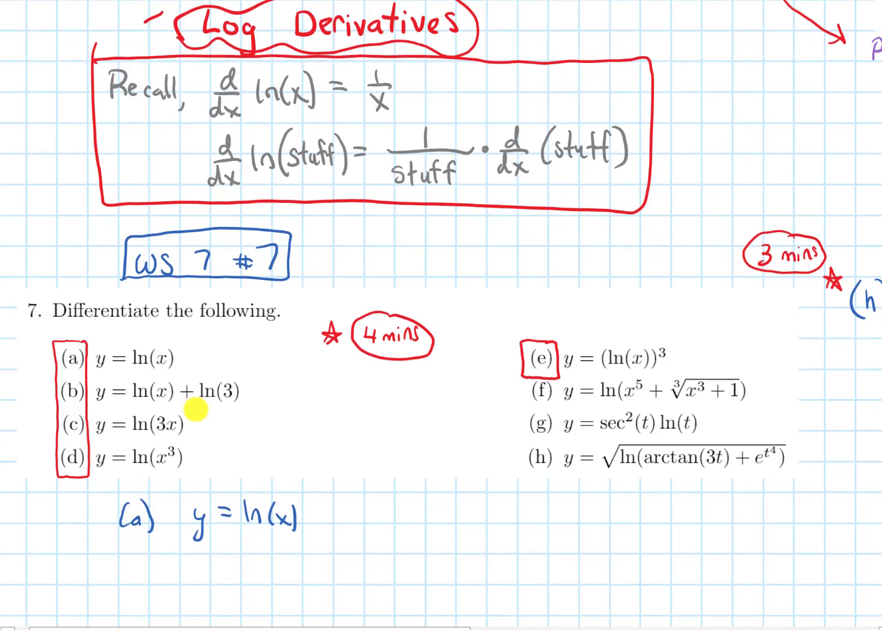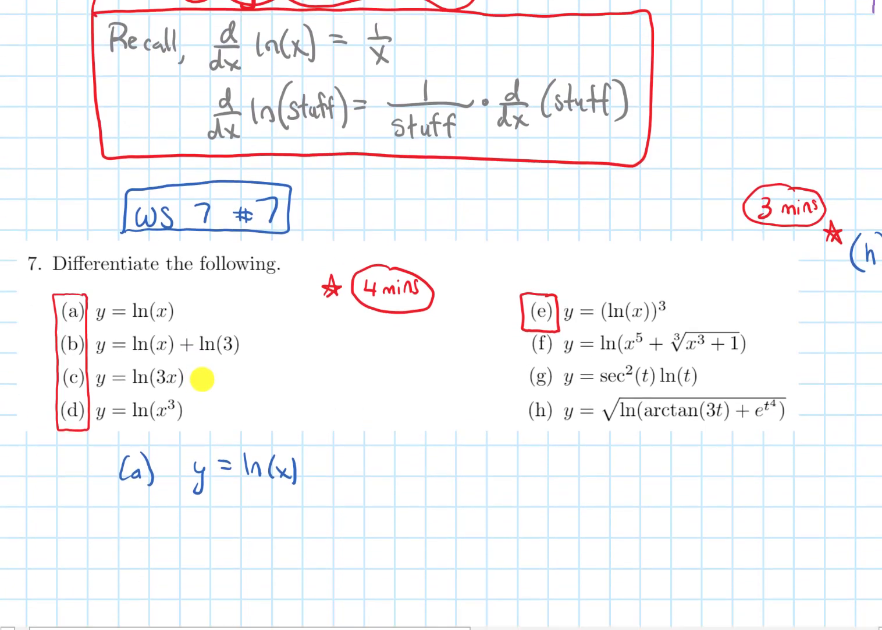And now let's do some practice problems. From worksheet 7, this is problem number 7, and I want you to first try parts A, B, C, D, and E. Some of these will be very quick. Overall, I'm going to give you 4 minutes to try these. Pause it in 4, 3, 2, 1, pause it. Try these for 4 total minutes.